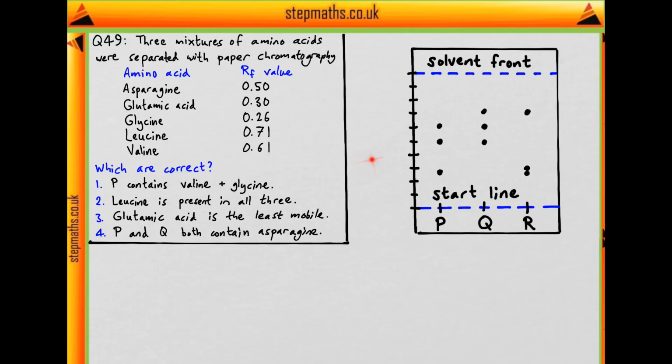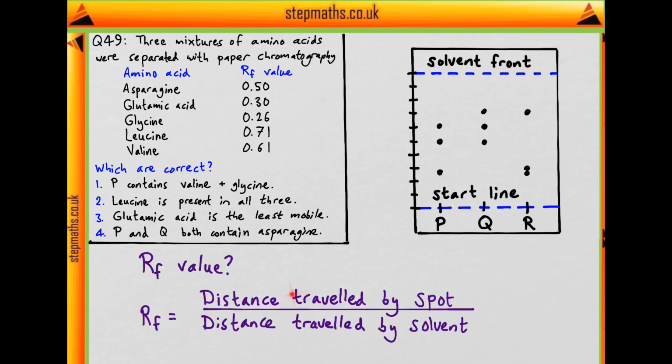So firstly, it's important that we know what this RF value means. Can you remember the formula for it? So RF equals the distance travelled by the spot, that's any of these, divided by the distance travelled by the solvent, which is represented by the solvent front here.